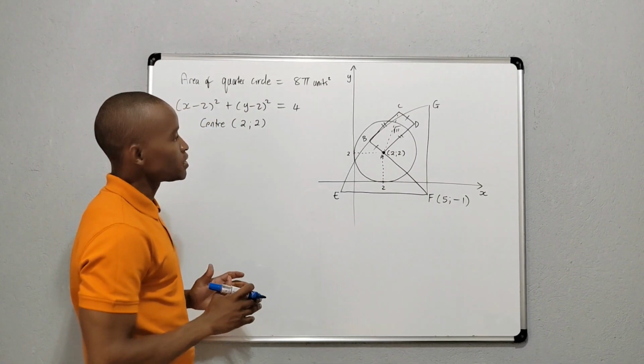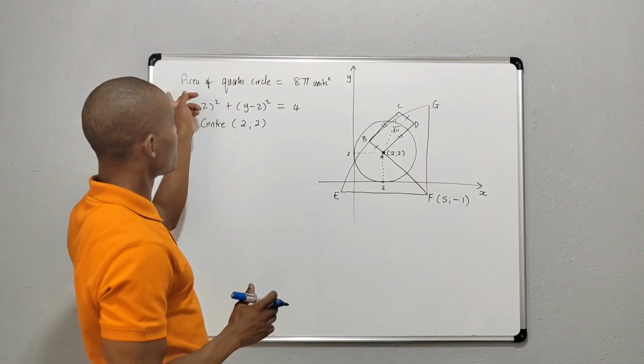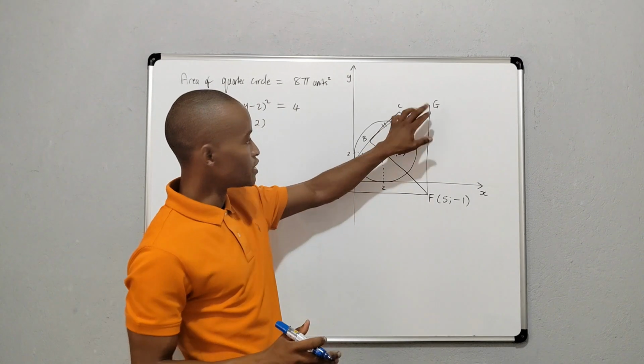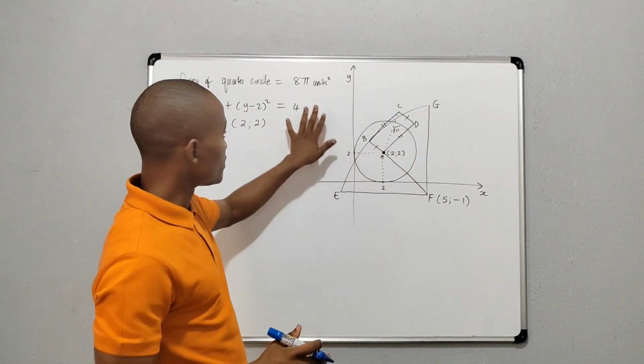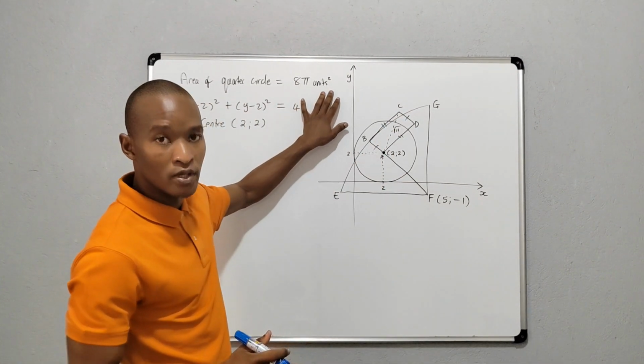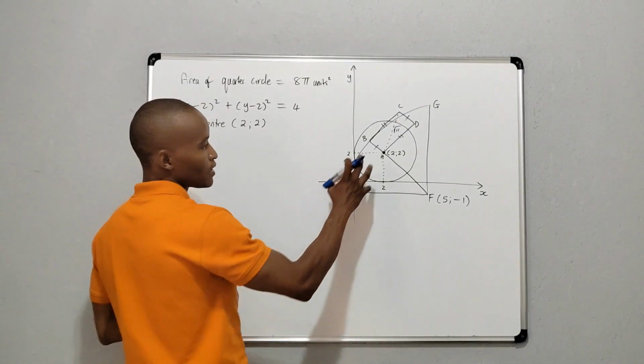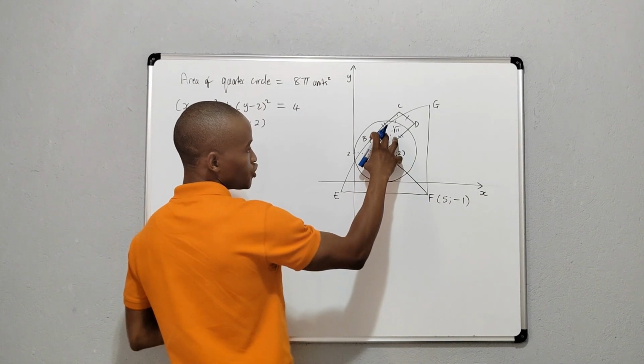Now, what are we given? We are given the area of a quarter circle, FEG. The area here is given as 8 pi units square. Okay, we are told that the circle has a radius of 2 units.